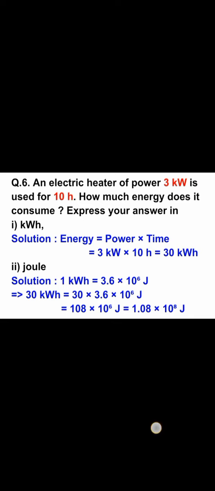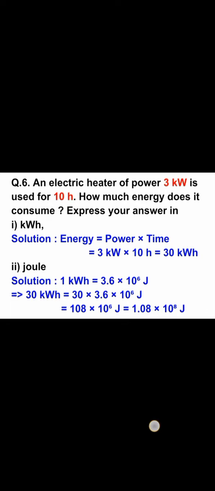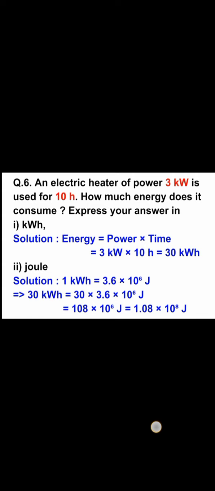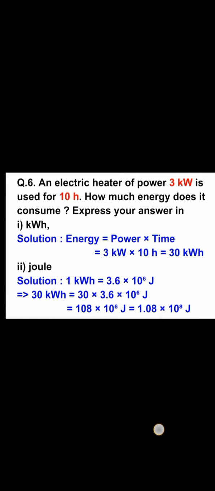Question number 6 is saying the power is 3 kilowatt and used for 10 hours. How much energy does it consume? So energy is equal to power into time. So 3 kilowatt into 10 hour. 3 tens are 30 kilowatt hour.